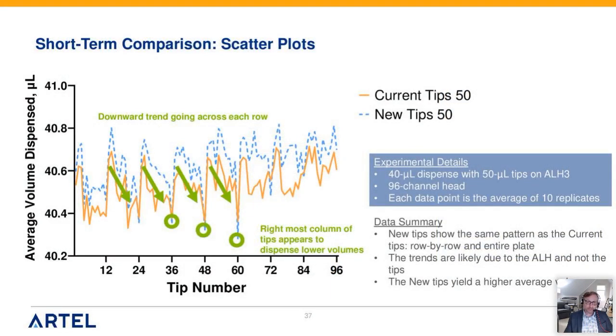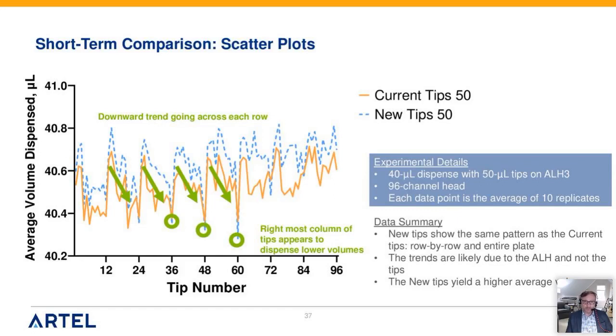Trending, scatter plots are very useful for monitoring trending. As we can see, I've got current tips in the orange, and then I've got the new tips in the blue dashed line. And what we see here is they behave pretty similarly. We've got a downward trend going across each row. But again, let's look at the left axis here. Is that meaningful in terms of an assay?